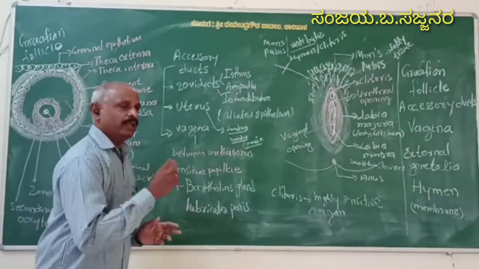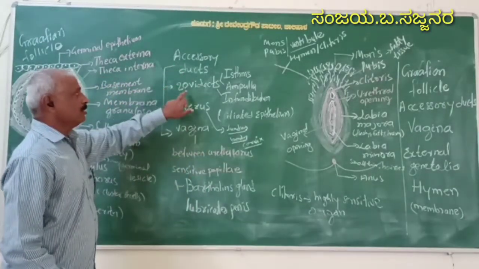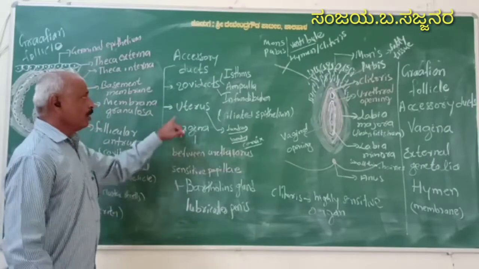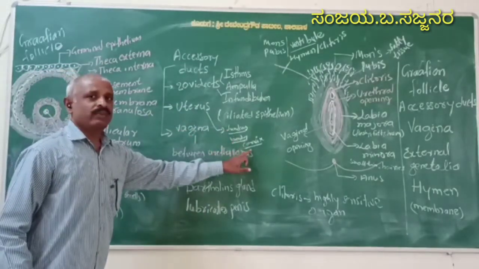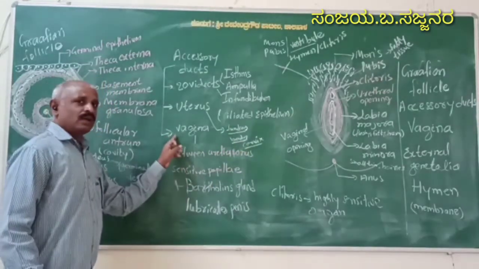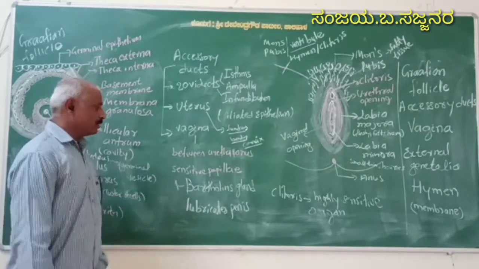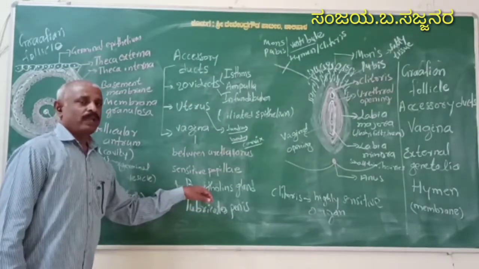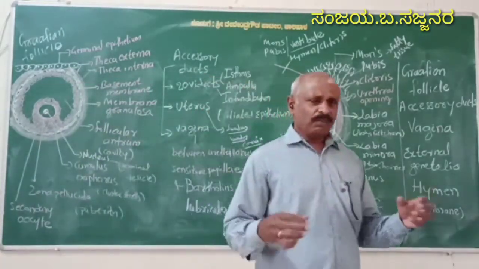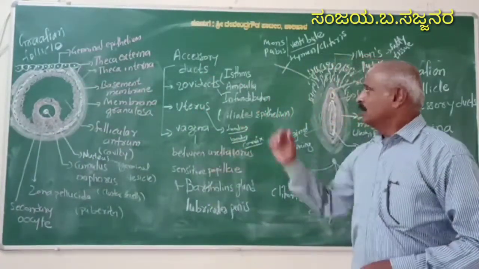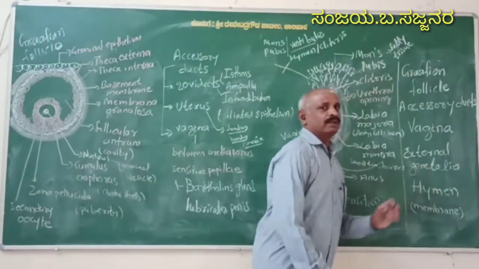This is about, in brief, the accessory ducts. Accessory ducts are the oviducts, the fallopian tube, and the uterus, which is divided into fundus, body and cervix. The vagina is the outer part after the cervix. We have observed that it consists of papillae and the Bartholin glands. After the completion of the accessory ducts, I will move to the external genitalia.